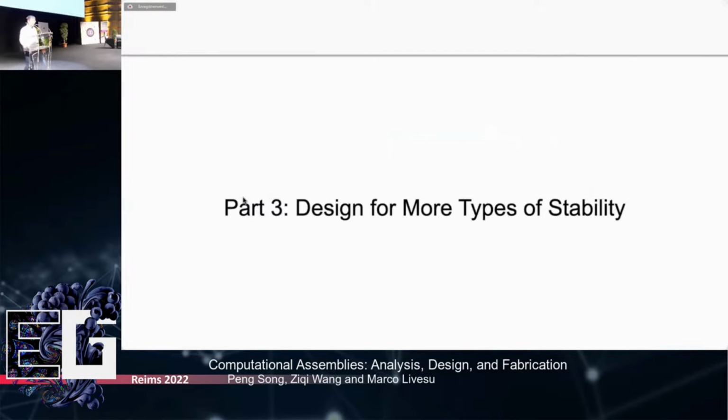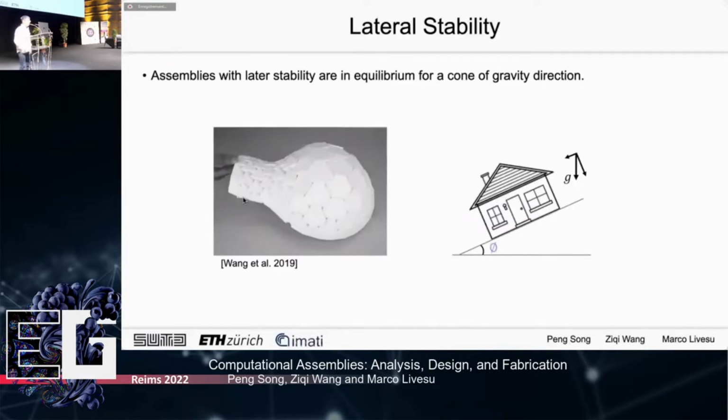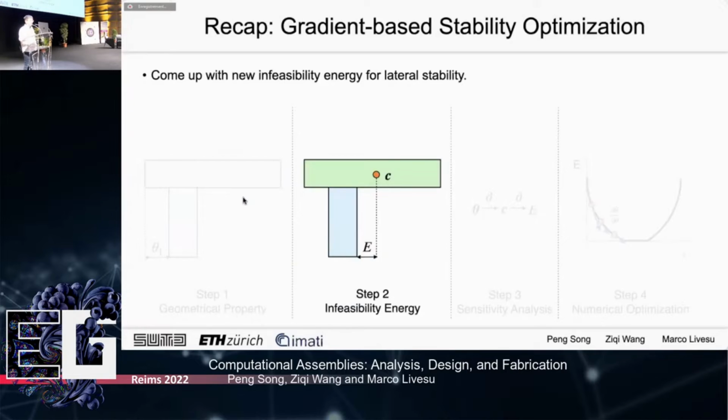The third part of my presentation is about designing for more types of stability. Let's look at lateral stability. In practice, equilibrium under gravity may not be sufficient, since the assembly could be exposed to different loads or forces. Therefore, we can further optimize the assembly geometry such that it is in equilibrium for a cone of gravity directions.